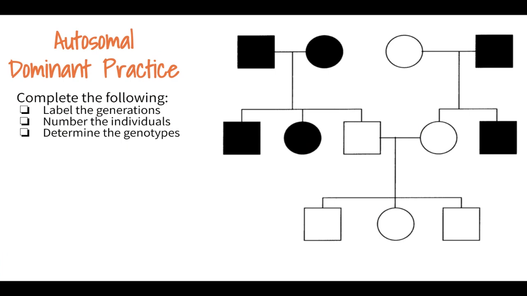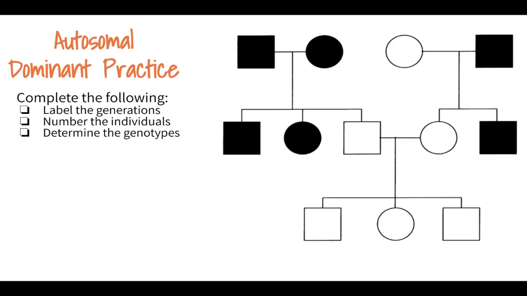So what I want you to do again is the same thing. Try this out on your own, but keep in mind this time it is a dominant trait. So go ahead, pause this video, try and solve all the things in the checkpoints to see if you can figure out what genotype everybody has. And then once you've attempted it, come back and check your work.